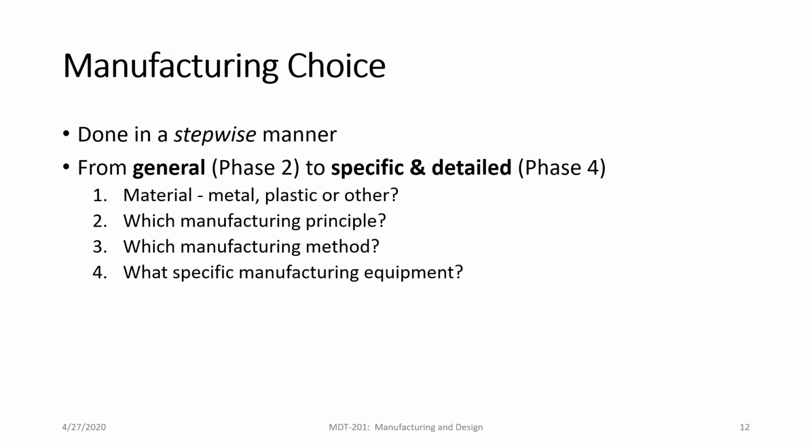So it goes something like this. First, we want to figure out what material we want to use. Is it metal, plastic? Is it other? Then after we figure that out, which manufacturing principle are we going to use? Then what's the manufacturing method? And finally, what specific manufacturing equipment are we going to use to produce this?